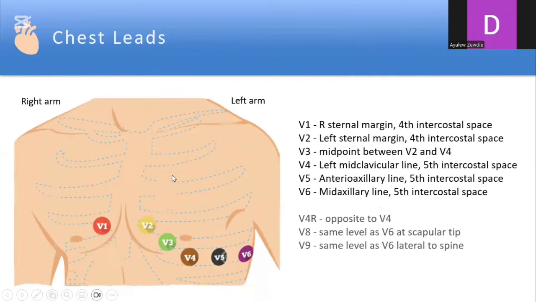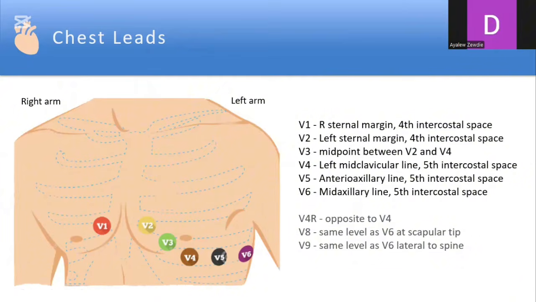So you place V1 at the right sternal margin on the fourth intercostal space. So you need to count the intercostal spaces, and you place parasternal on the fourth, the V1 and V2, on the right and the left side, at the same level. Then you place V4 at the left mid-clavicular line, fifth intercostal space. So you go back and you put V3 between V2 and V4. Then V5 is anterior axillary, V6 is mid-axillary line, at the same level on the fifth intercostal space.